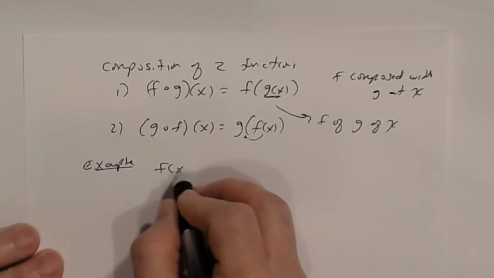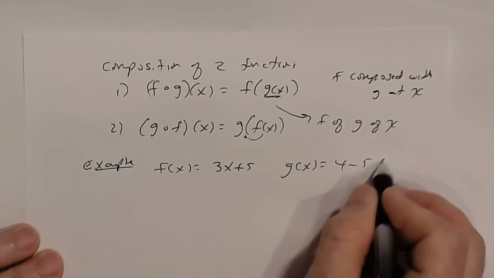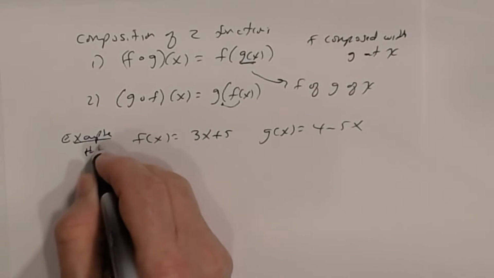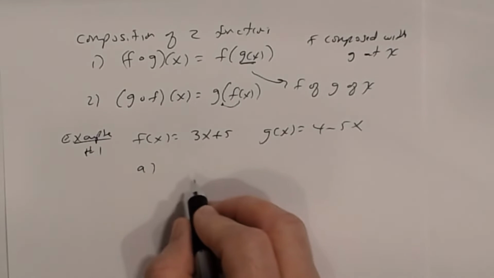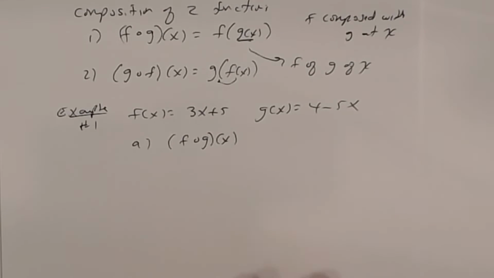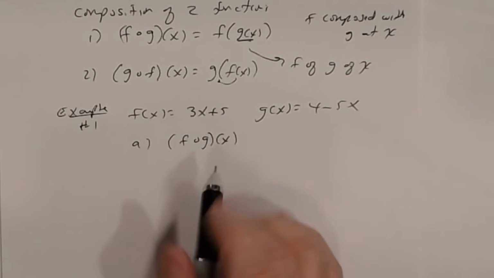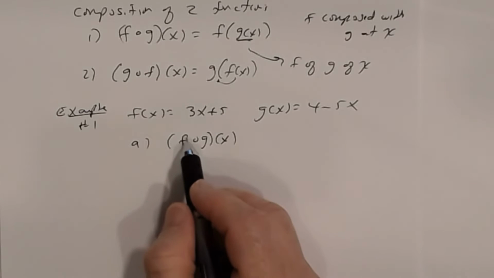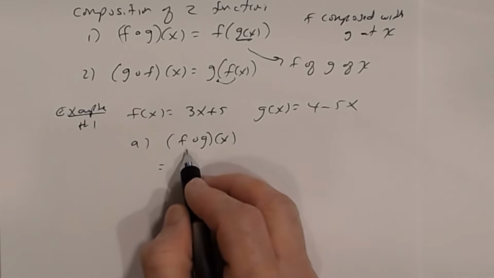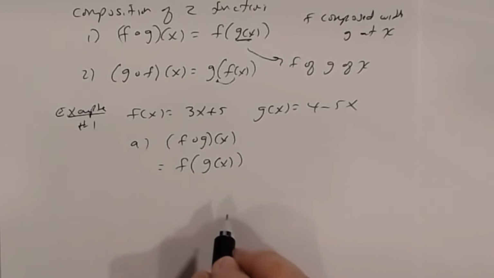Okay, suppose that f of x is 3x plus 5 and g of x is 4 minus 5x. Okay? All right, so example number 1. Letter A, let's find f composed with g at x. Now here's how you do it. By definition it means this, or one of these. It doesn't matter, just as long as you know that f is listed first. So using our definitions, this means f composed with g at x, so f of g of x.